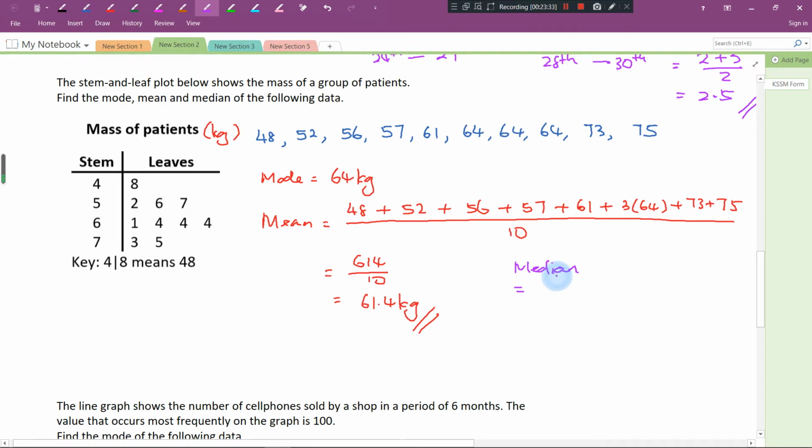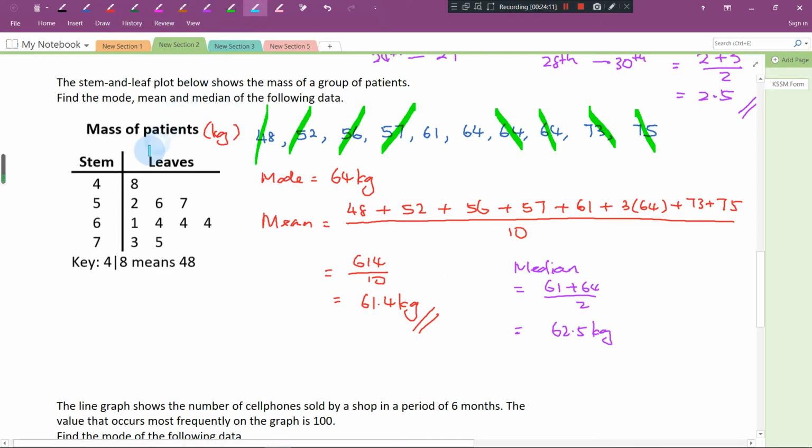So when we determine the median, if you have listed all the data like this, then it will be very easy for you. Cut here. You want to use a formula, or this way also can. Okay, so we know the median will be 61 plus 64 divided by 2, 62.5 kilogram. Okay, so another thing, you have to be more careful.